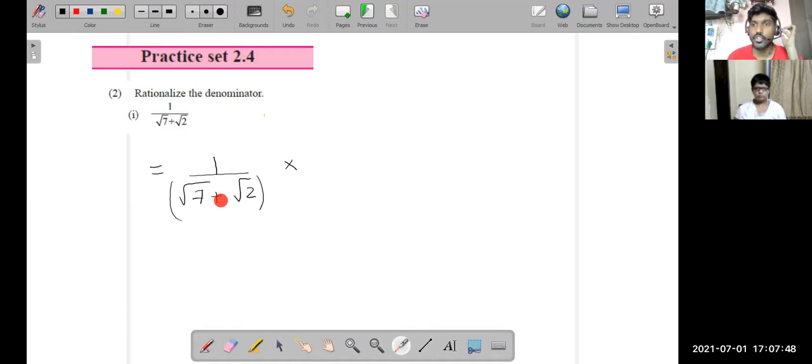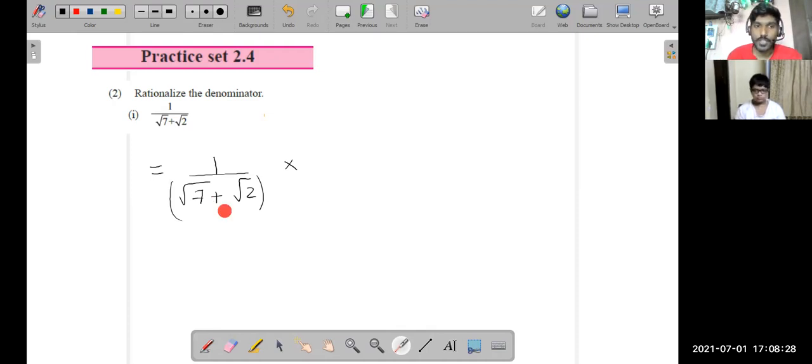Now, what do you mean by conjugate? Have you heard this word conjugate? In French, what does it mean? If there is a verb, we have to make it in different types of forms. You have to change it. Same thing here. We have to change the denominator, but change it in what sense? You have to just change the sign. So if it is plus, you change it to minus. If it is minus, you change it to plus. That is the meaning of conjugate of the denominator.